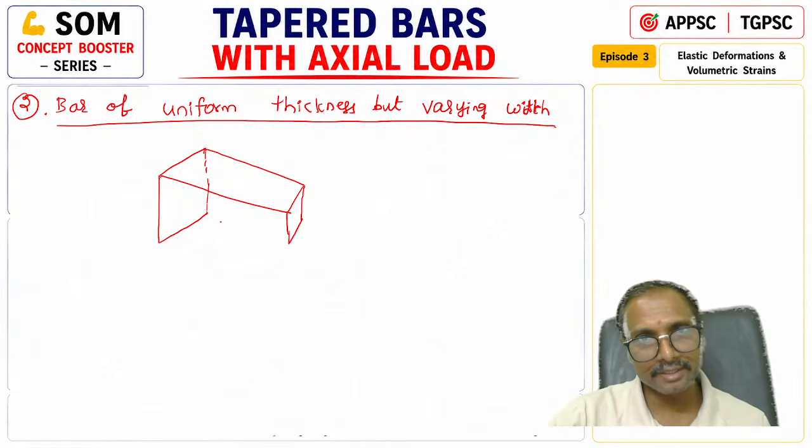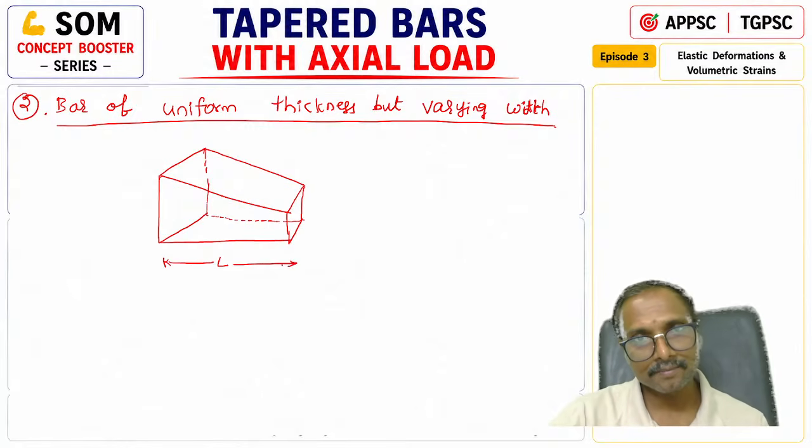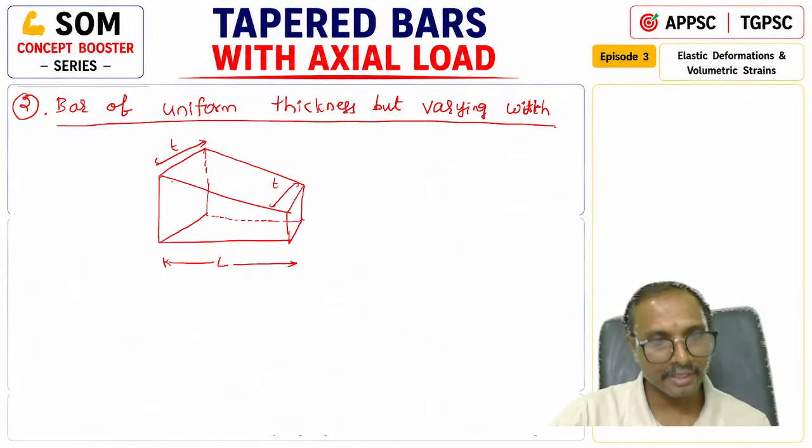Compared to the left width, this right width will be lesser. So this will be joining this one. Okay, so this is the length of this tapered bar. Now the uniform thickness here is t, this is t, right. The thickness will be uniform everywhere, but the width here is b1, right.